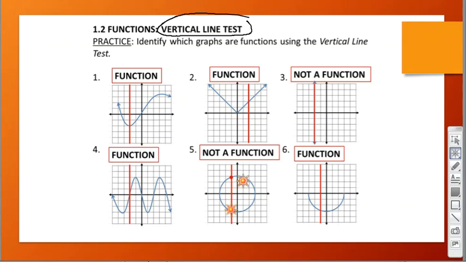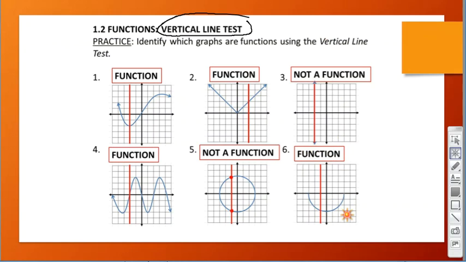So if we were to list all of the points on this graph, then we would have the x value of -1 being paired with more than one y value. See how -1 is with 3, and -1 is also with -3. And then the last one, this one is a function. There's not any place that we could pass a vertical line and have it touch more than one point at a time.